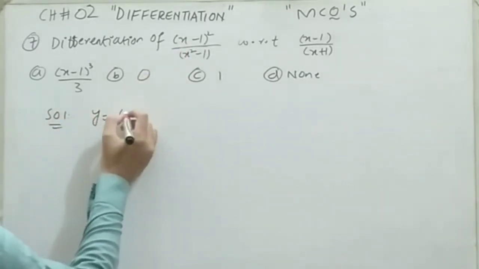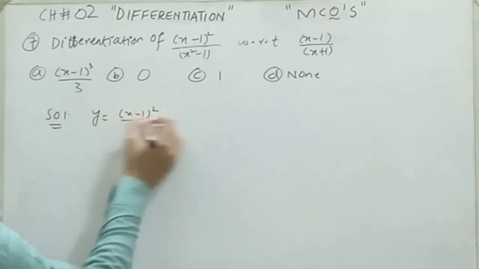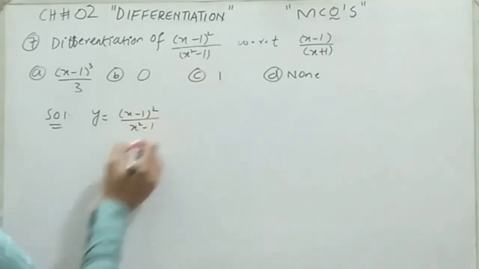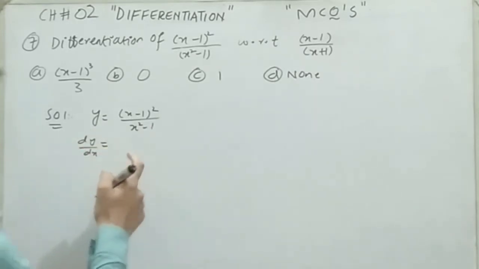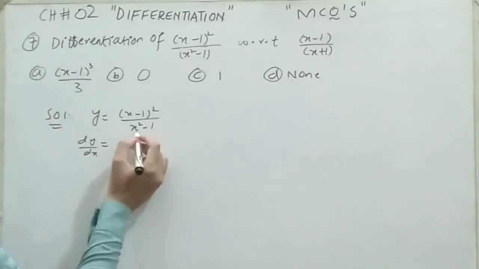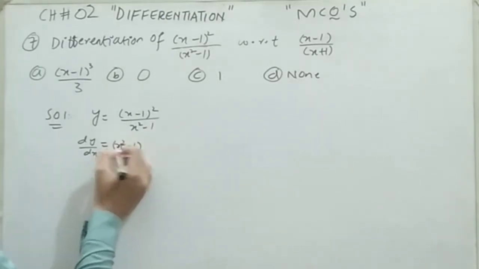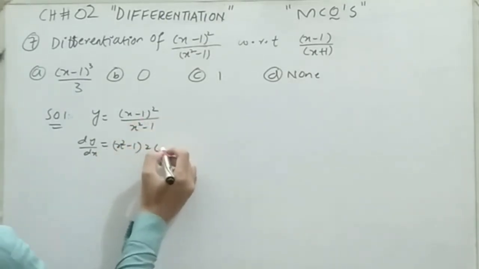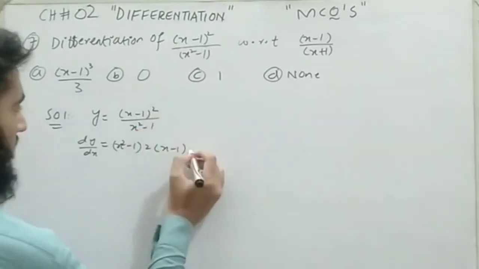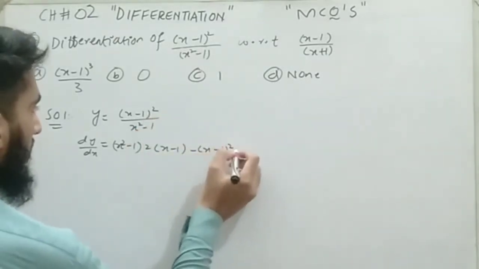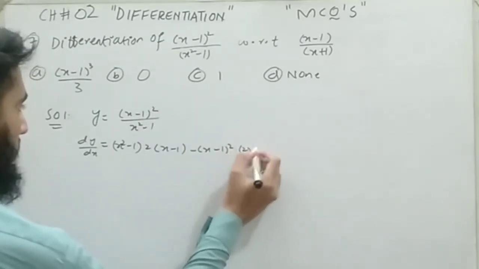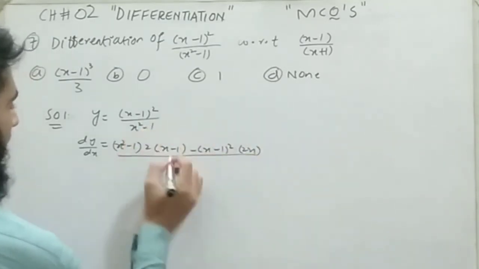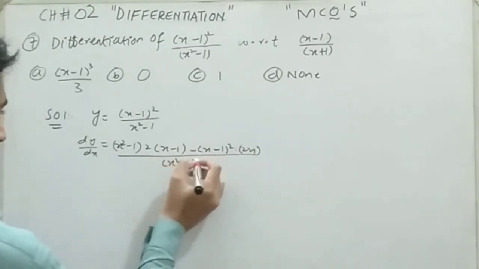Let's suppose it is equal to y, which is equal to (x minus 1) whole square divided by x square minus 1. Now differentiate both sides with respect to x. You know that here we have the function in fraction form. We will use the quotient rule of differentiation. Second function x square minus 1 times derivative of the first function, which is 2 into (x minus 1), minus first function (x minus 1) whole square times derivative of the second function x square minus 1, whose derivative is 2x, whole divided by (x square minus 1) whole square.